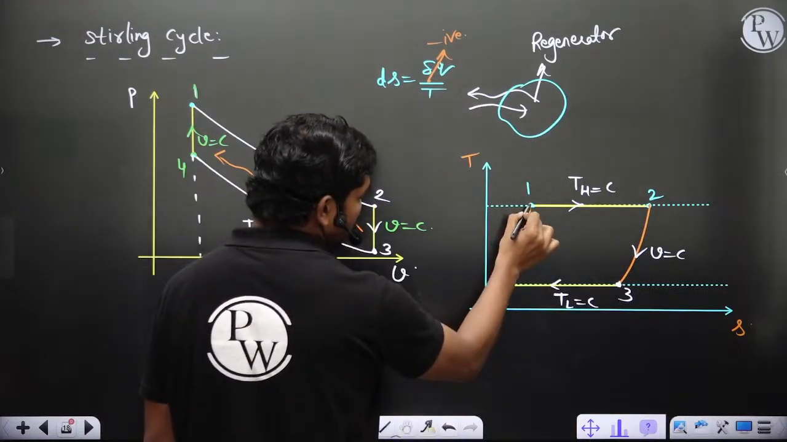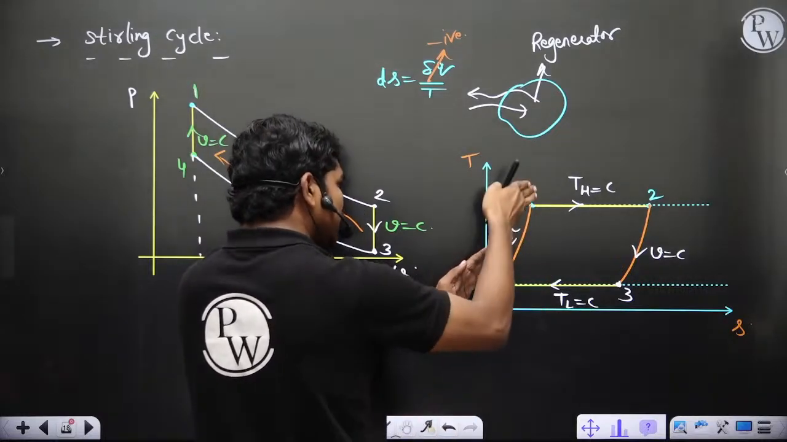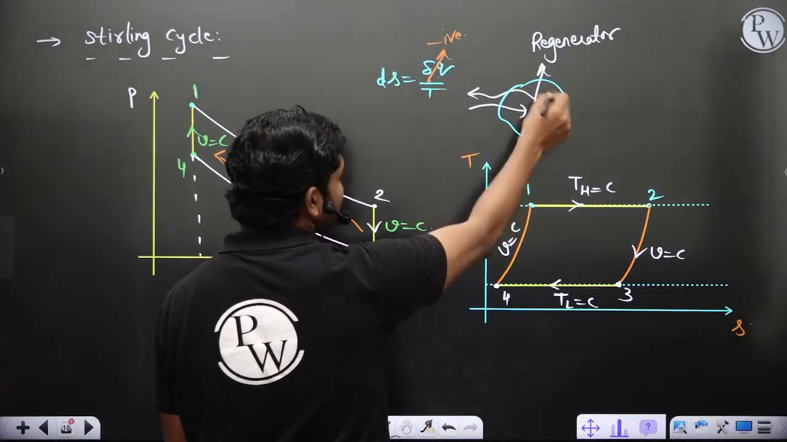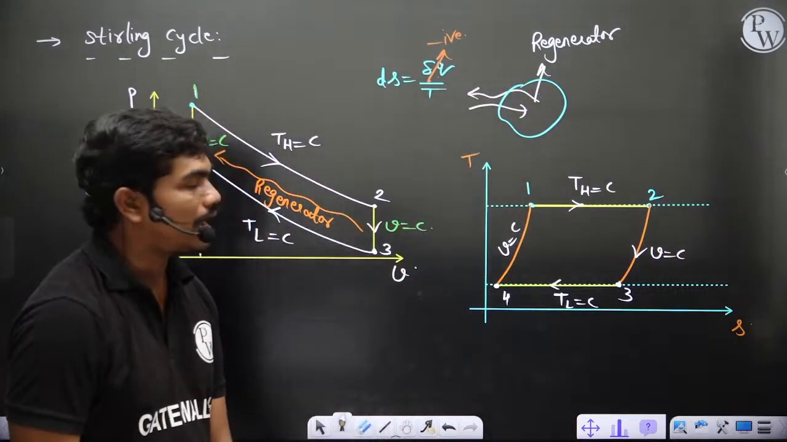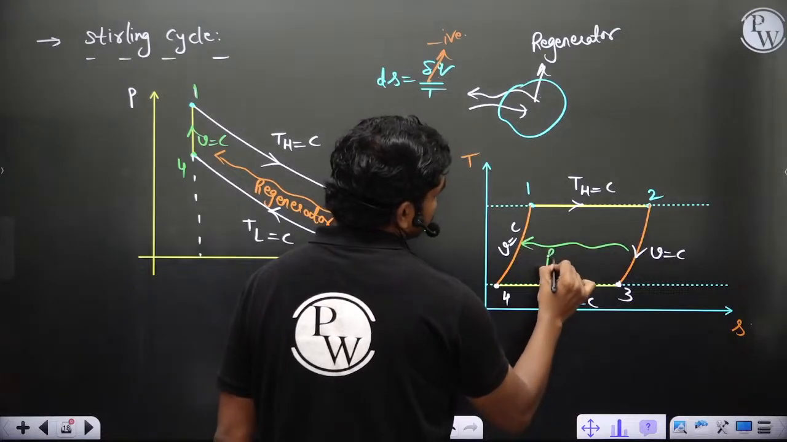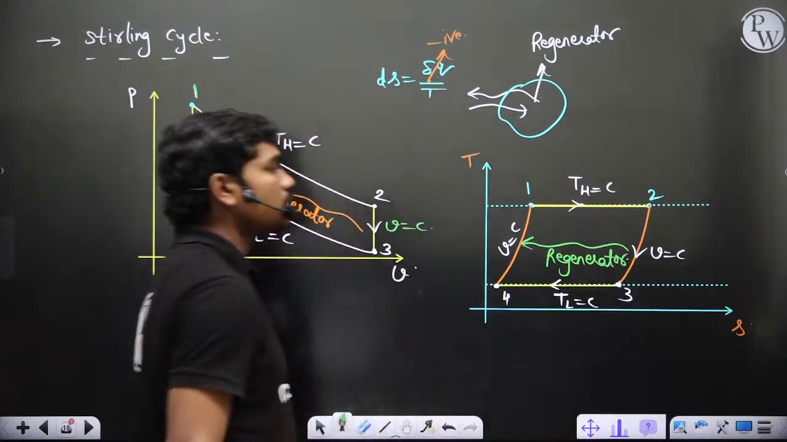So from this point to this point, it's a constant volume process. At constant volume temperature increases as well as entropy increases, because at 4 to 1 del Q is positive, because this regenerator gives back its energy to the system actually. Okay, and regeneration happens between these two stages actually. So this is the regeneration stage. Okay, so that's how you have this.